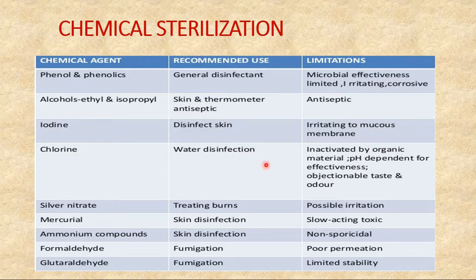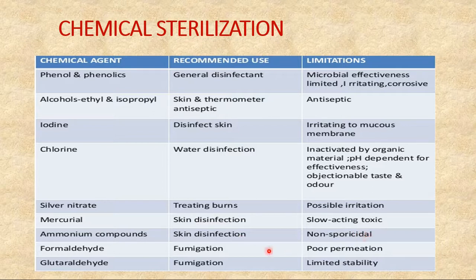Then chlorine is majorly used for water disinfection, but it is inactivated by organic material, is pH dependent for effectiveness, and has an objectionable taste and odor. You can notice this in the municipal water supply, when bleaching powder is used and you can taste a different, objectionable taste. Then silver nitrate is majorly used for treating burns, though possible irritation may occur. Then mercurials are used for skin disinfection, but are slow acting and toxic. Ammonium compounds are again used in skin disinfection, but are non-sporicidal.